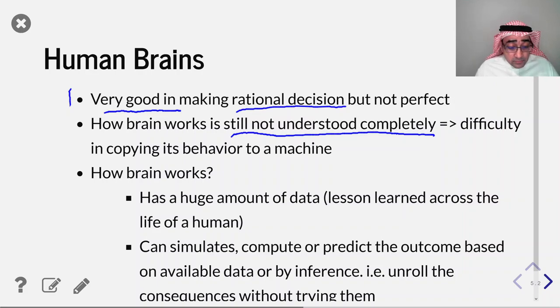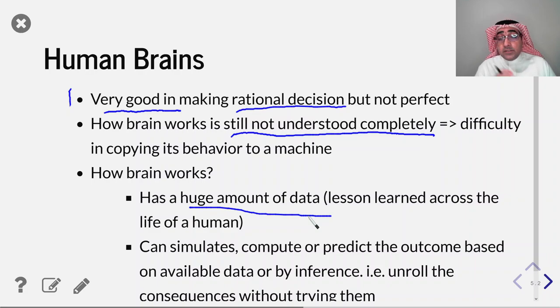Okay, so brains basically have a huge amount of data in them. Imagine anything that you have seen, heard, touched, tasted, smelled from your childhood till now, everything is stored in your brain. This is a big amount of data that you have, and you use this data to take your rational decision. For example, if you give a small boy hot milk for the first time and he drinks that hot milk and burns his face or his lips or tongue, the next time you give him hot milk, he's not going to drink it.